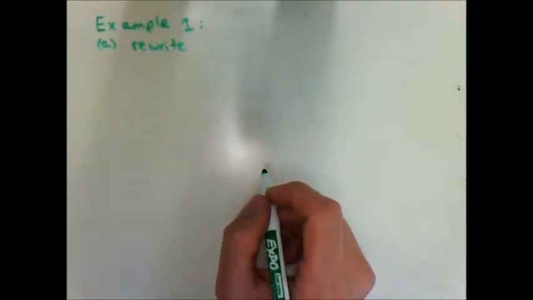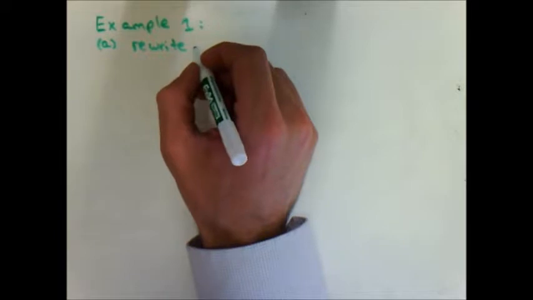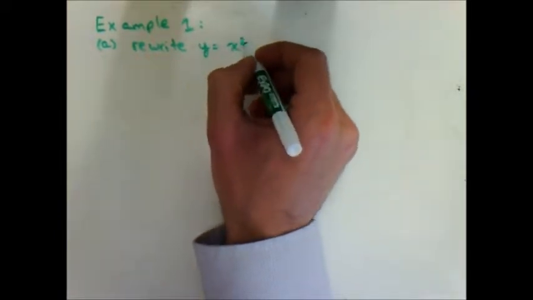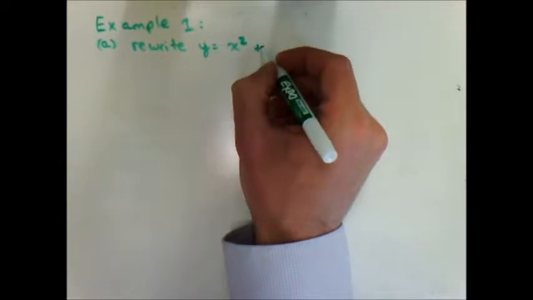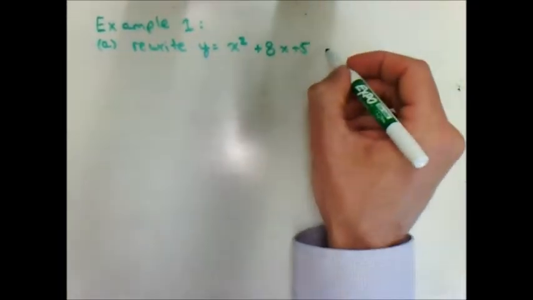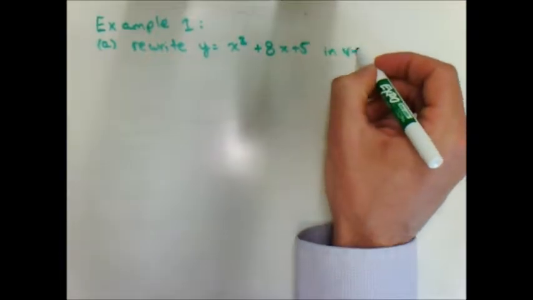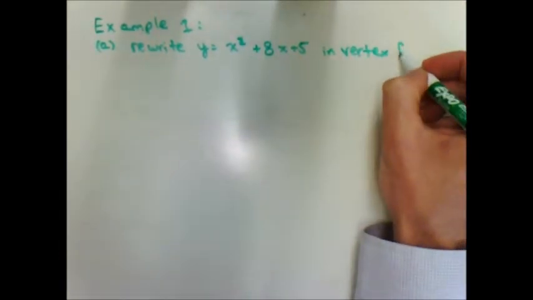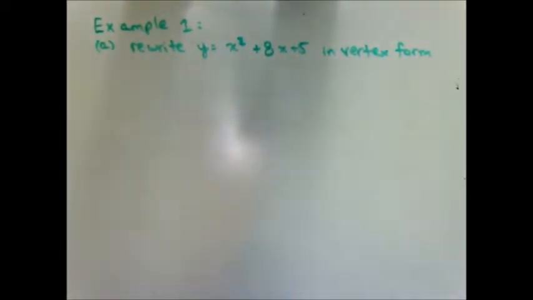Example 1, we're going to do some completing of the square. So we are going to rewrite y equals x squared plus 8x plus 5 in vertex form. One method that we can use is algebra tiles. We can make the box and complete the square by adding and subtracting the right number of algebra tiles to complete the square. Or we can use some of the algebra that we learned last unit, and carry on from there.